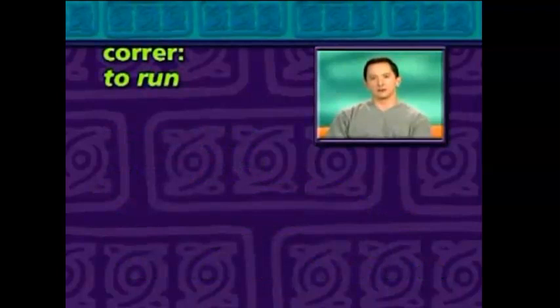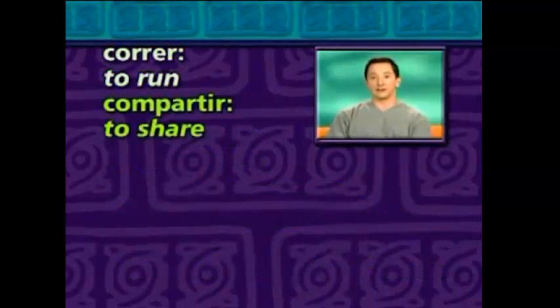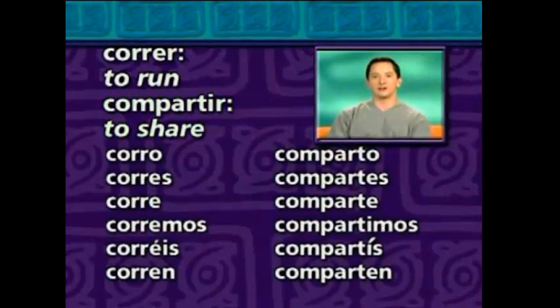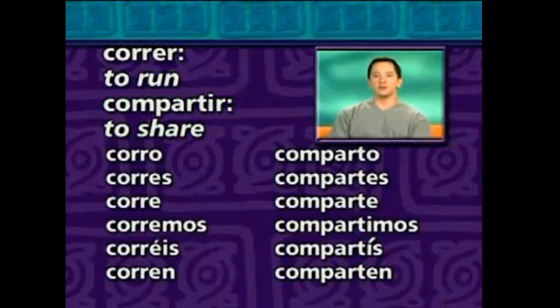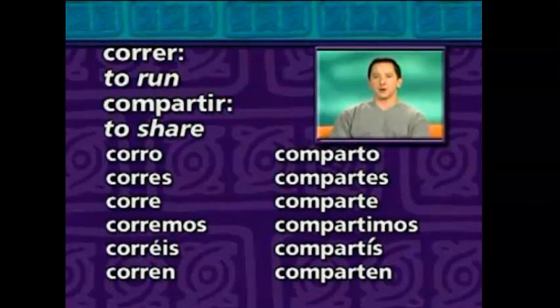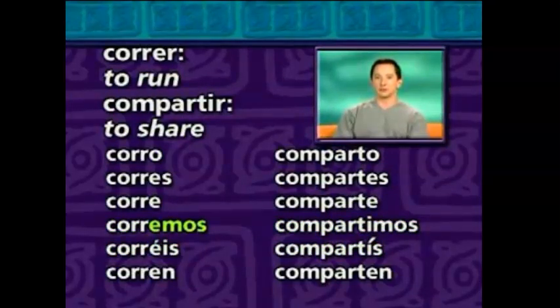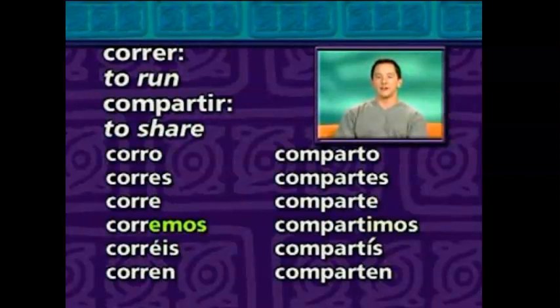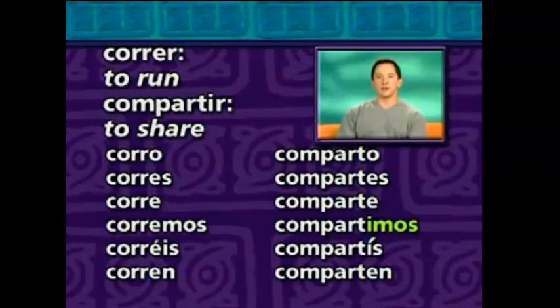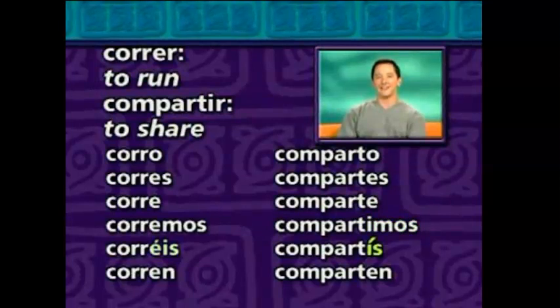Looking at correr, to run, and compartir, to share, side by side, we see that they conjugate using the same ending in every way except for nosotros and vosotros. ER verbs end in hemos in the nosotros form, whereas IR verbs end in imos. ER verbs end in es in the vosotros form, and IR verbs end in is.